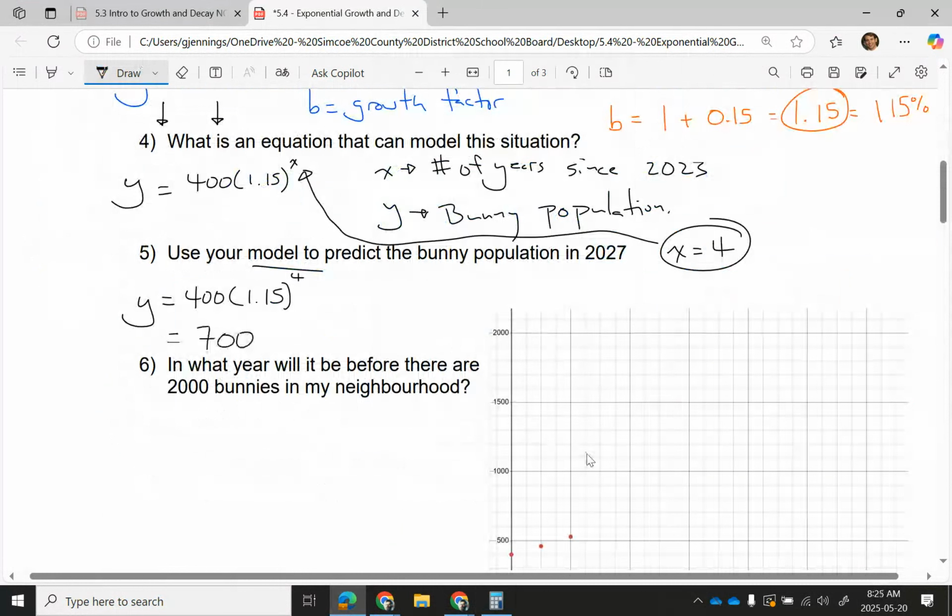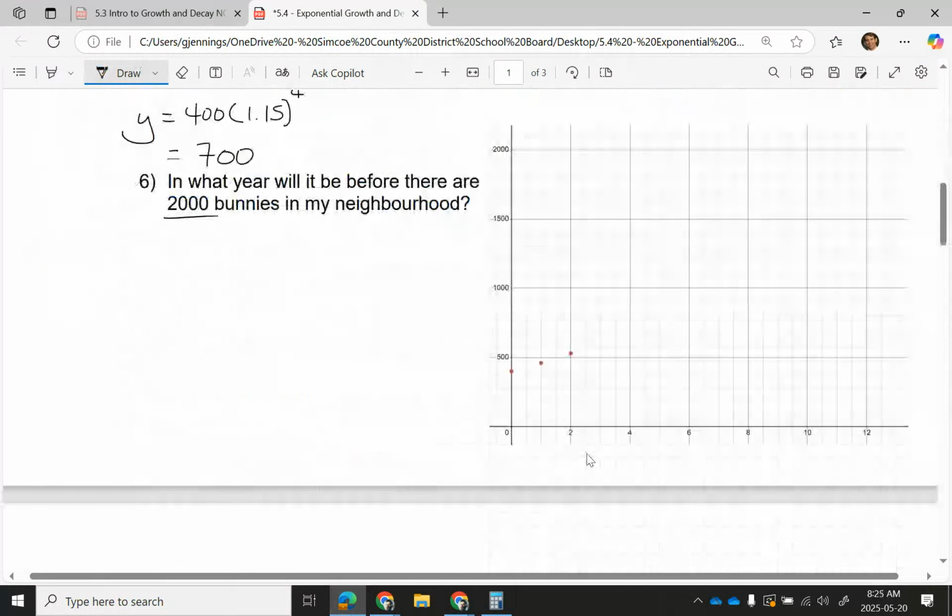So let's put our data points on here. And then we're going to figure out this question: how long will it take before there's 2,000 bunnies in my neighborhood? Here's our initial value, 400, 469, a little over 500 there. We just calculated 4 was 700, so that would be like there. Now, what else would you want to do to start getting a sense for what this does? What can I do to find out something over here?